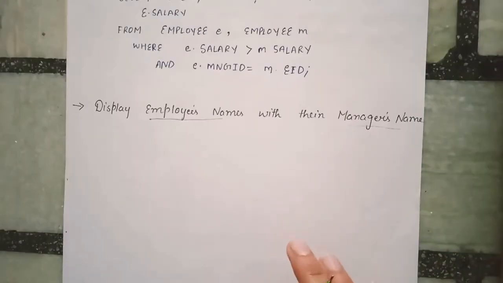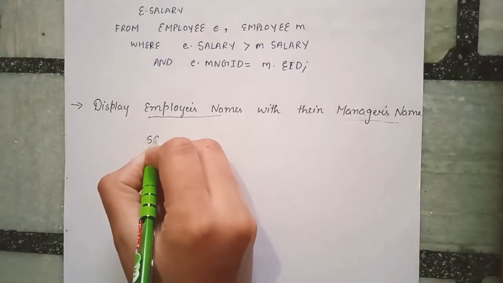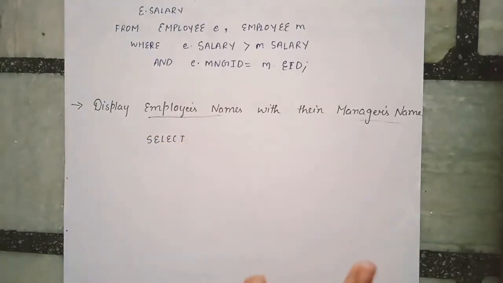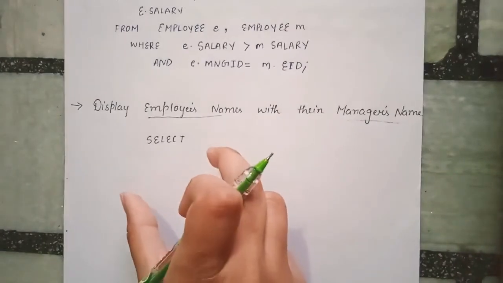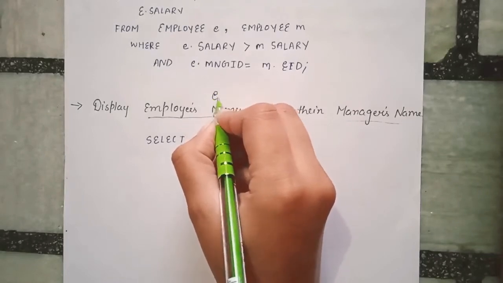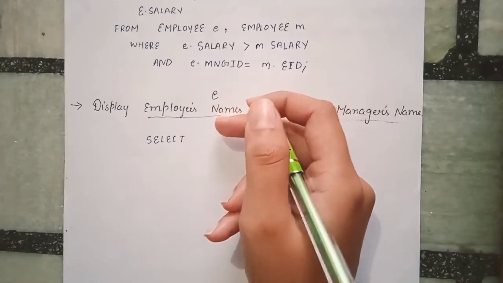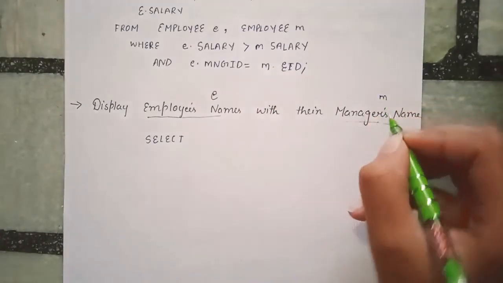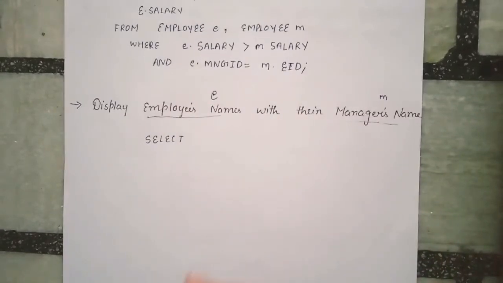So we will write this query as, see, select. Same as before, we will make two instances of the same table. From the first object, let's suppose we make an object E, we will get the name of the employees, and from the M object we will get the name of the managers, because managers are also employees. Okay, now let's see how we write it.